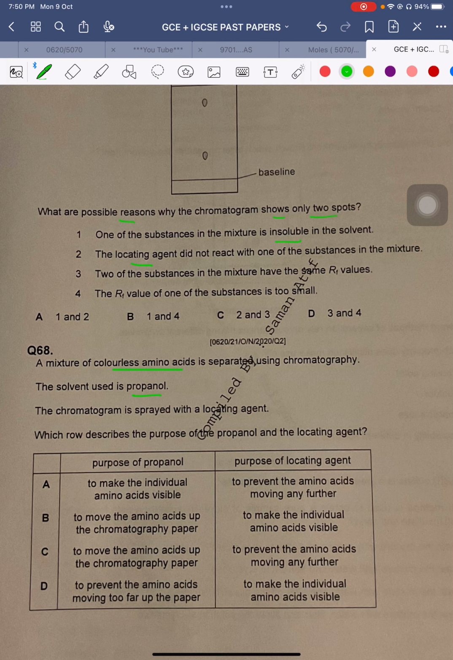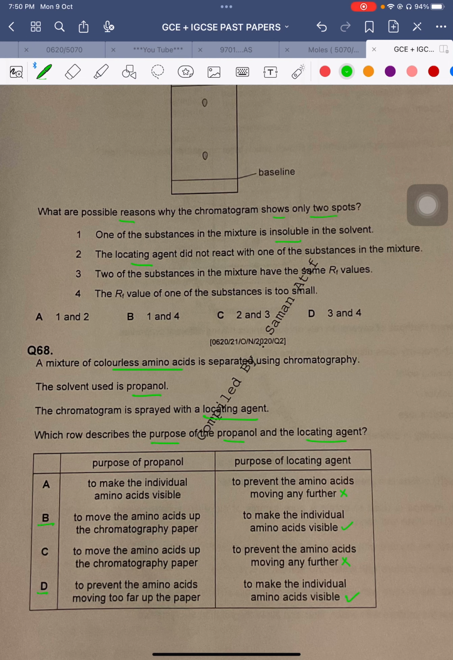Which row describes the purpose of the propanol and the locating agent? Propanol is a solvent so that the components may get dissolved in it, whereas the locating agent shifts the colorless spots into colored spots. To prevent the amino acids moving further, no. To make the individual amino acids visible, yes. So we are going to check either B or D.